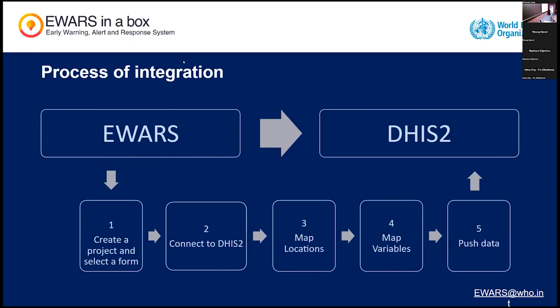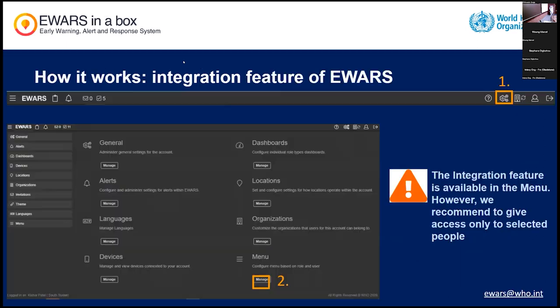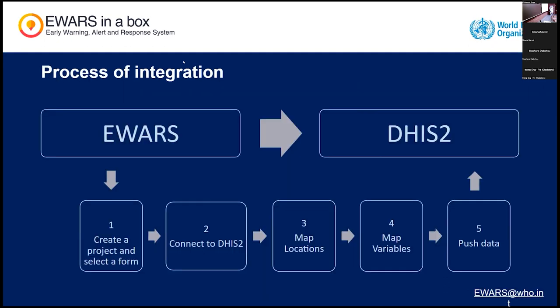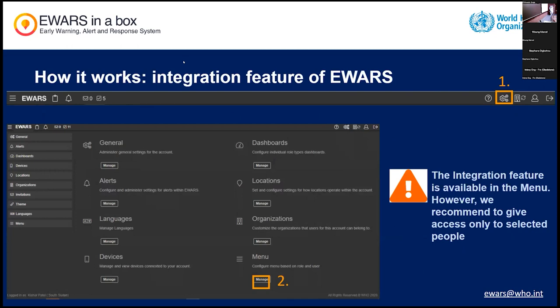Given that Niloka explained it earlier, we might have, in an emergency, a situation where temporary health facilities and IDP camps have been set up, and then EWARS is collecting data from those places. We have integrated into EWARS a process that will handle all the data and push it to DHIS2 in the right place. So basically, it will be a five-step process: creating a project, connecting to the DHIS2 instance of the country, mapping location and variable, and then finally pushing. Let us have a quick look at how it works.